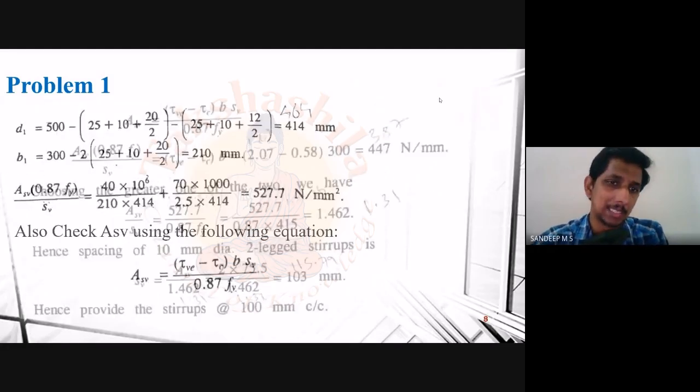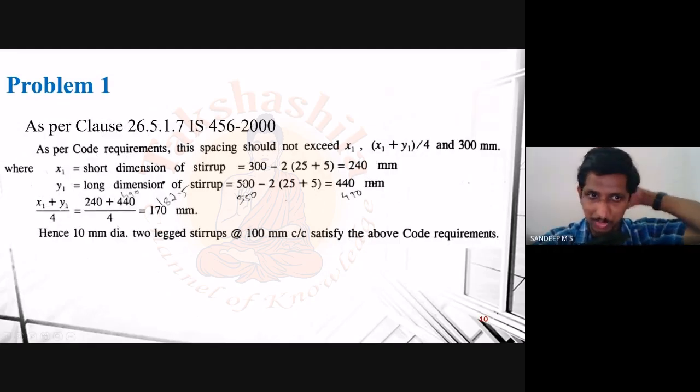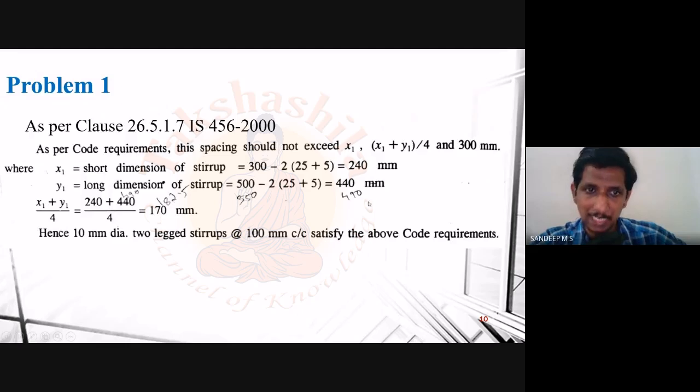So basically these are the equations suggested by the code. So basically we have to calculate the value of x1. In this case x1 is coming around 240, y1 is coming around 490, and the spacing which we have provided is just 100 millimeters. So if you compare it with x1 which is 240, it hasn't exceeded our first term, that is x1. Then we need to calculate (x1 + y1)/4, which is coming around 182.